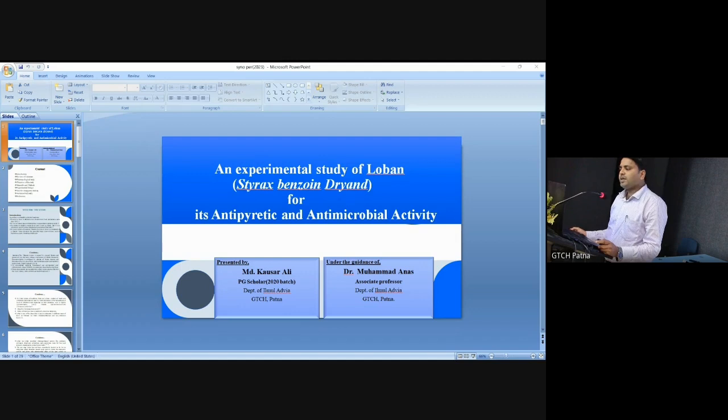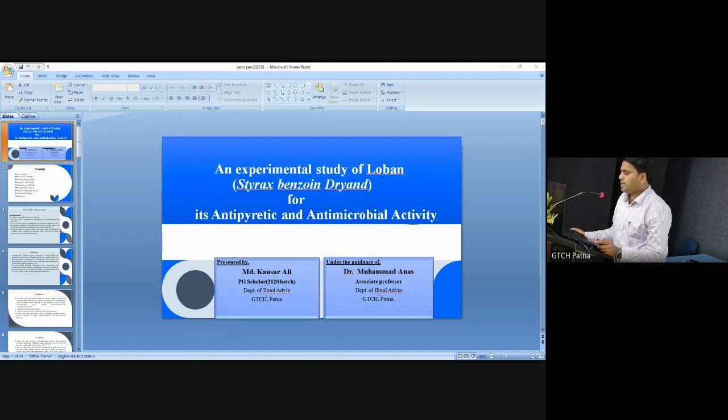Actions: antiseptic, disinfectant, stimulant, aromatic, expectorant, diuretic, tonic, astringent, resolvent, anti-inflammatory, antipyretic. Properties and uses: Loban has antiseptic, disinfectant, stimulant, aromatic, astringent, expectorant, diuretic, tonic, resolvent and antipyretic properties.